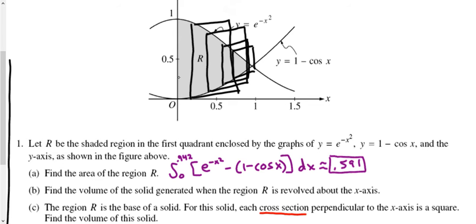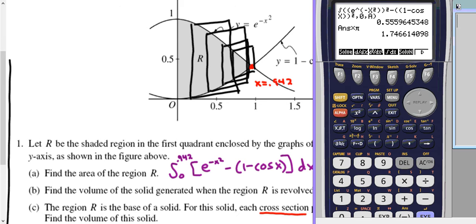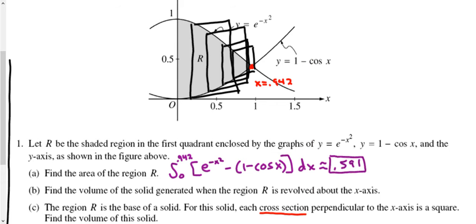Okay, so they're perpendicular to the x-axis, so we want to find the area of one of these squares and then integrate from 0 to 0.942. Right? At this point right here, x was 0.942. Yeah, better double check that. What do we have in here for our a? Yeah, 0.942, I didn't forget.